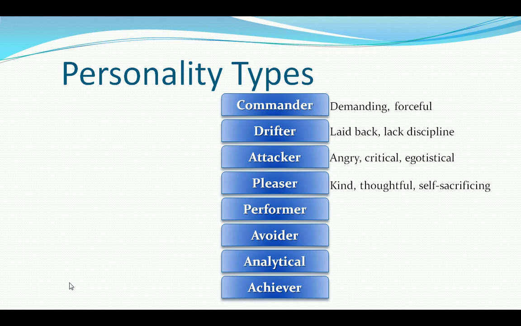The pleaser is the kind and thoughtful person that's self-sacrificing. They're always willing to help. So you could say, hey, it'd be a really great help if you would help me implement these policies, something like that. The performer is the witty, charming, the focal point of the room. It's that person that everyone pays attention to when they walk in the room. So certainly can play up that personality type.